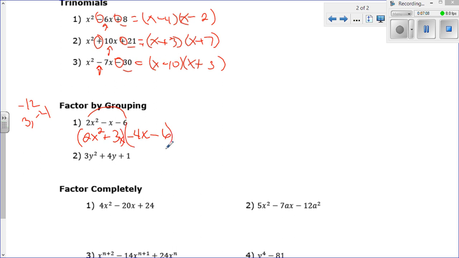Now I need to group my terms. In my first set of parentheses, they both have an x in common. So I take out the x, and I'm left with 2x plus 3. In my second set, they have a negative 2 in common. And when I divide by negative 2, that makes this a positive 2x and a positive 3. Now my parentheses match. So my new GCF is 2x plus 3. And what's left over is x minus 2.